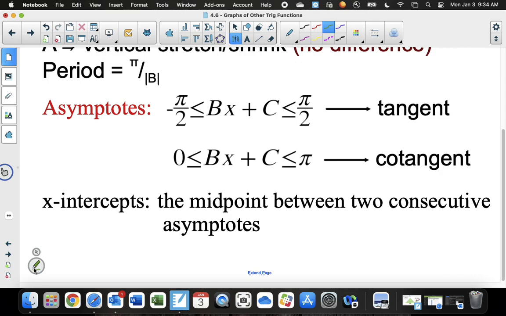So on a tangent graph, the parent function, we have asymptotes at negative pi over 2 and pi over 2. On a cotangent graph, we have asymptotes at 0 and pi. If we end up solving for x, it'll tell you where you've got 2 consecutive asymptotes. That's what this is doing, which is why I don't really have to worry about the period too much, because this will take care of it. Okay? Let me show you what I'm talking about on the next one.